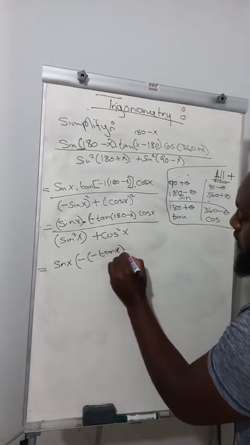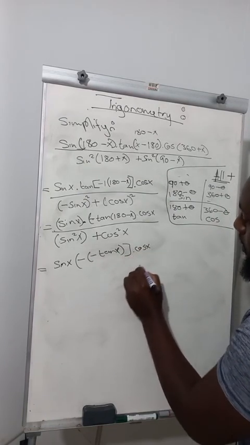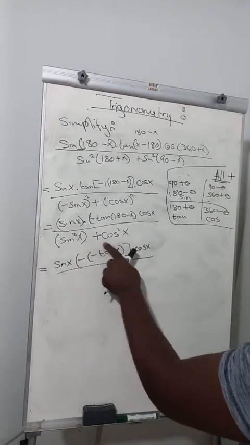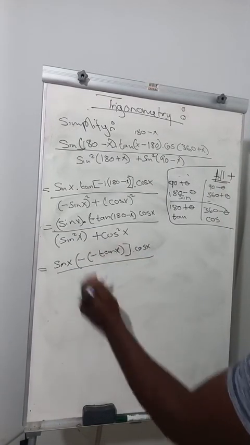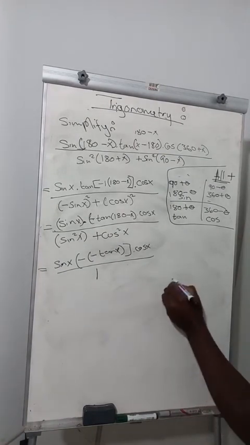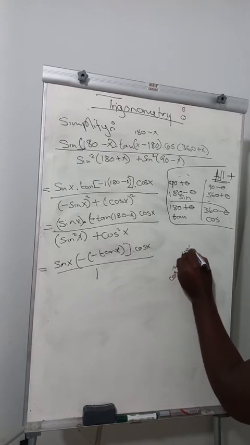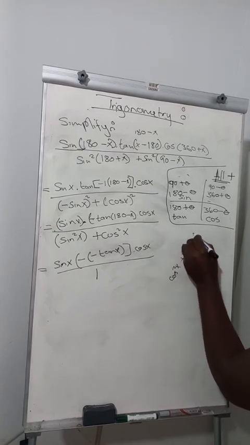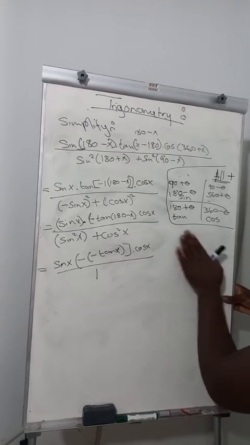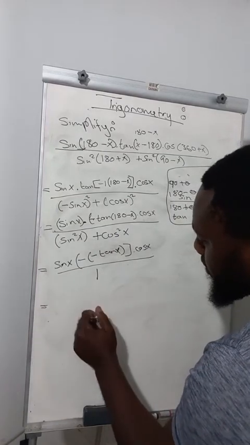And then here you'll close the bracket, cos x. I'm trying not to skip steps. This is the same as 1, because it's that identity which says cos squared x plus sine squared x is equal to 1. So that's why I just wrote a 1.